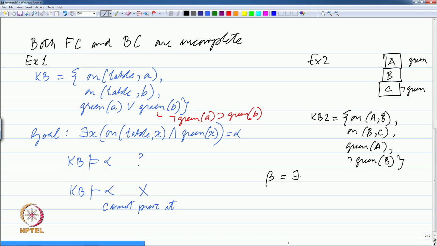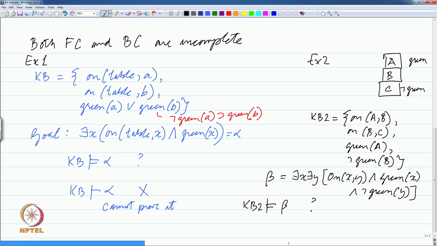there exists an x, there exists a y such that on x y, and maybe I should use the AND symbol directly, and green x and not green y. So, does KB2 entail beta?